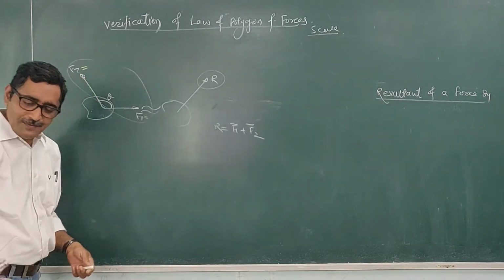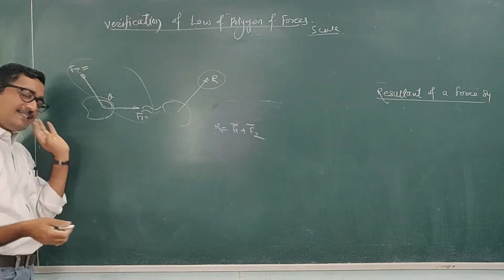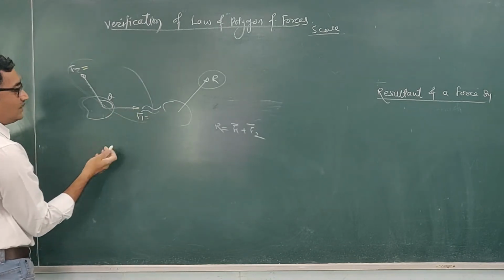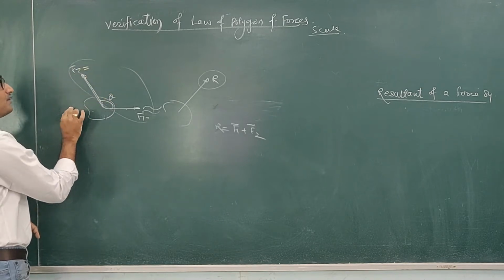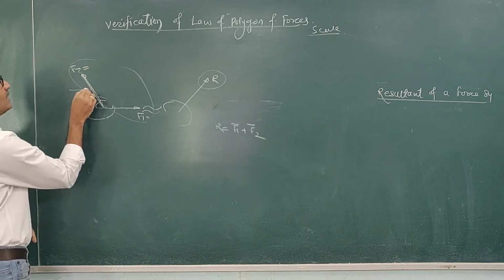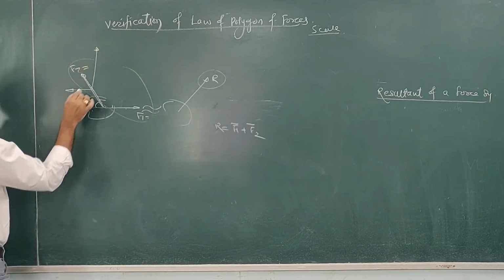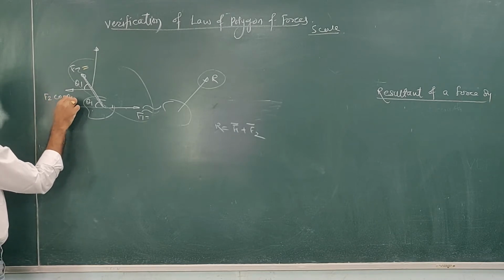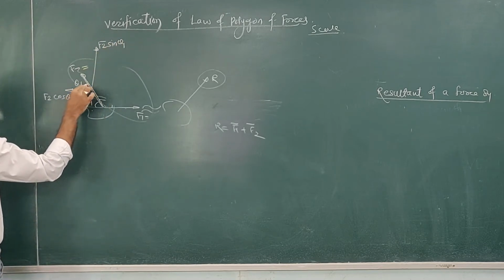Instead of expressing them in vector form in terms of i, j, k, in resolution we do the same thing in a different way. We resolve each force into two rectangular components along the X and Y axes. Suppose this force is F2 and this angle is theta1. It is in the second quadrant, so its X component will be towards left and Y component will be upward. If this angle is theta1, then this component will be F2 cos theta1 and this component will be F2 sin theta1.